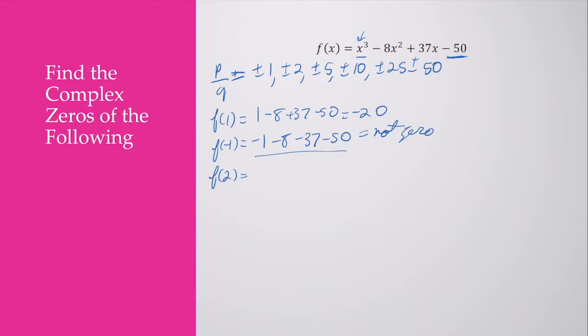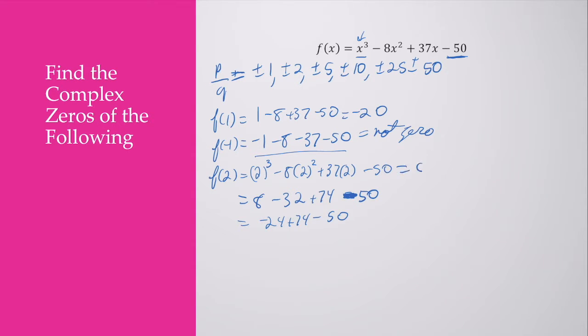Well, that gives me 2 cubed minus 8 times 2 squared plus 37 times 2 minus 50. So I get 8 minus 32 plus 74 minus 50. And that's going to give me a negative 24 plus 74 minus 50, which guess what, is 0. Yay! This is 0. So we found one of our possible zeros. So when x equals 2, that's a 0. We're going to list all the zeros.